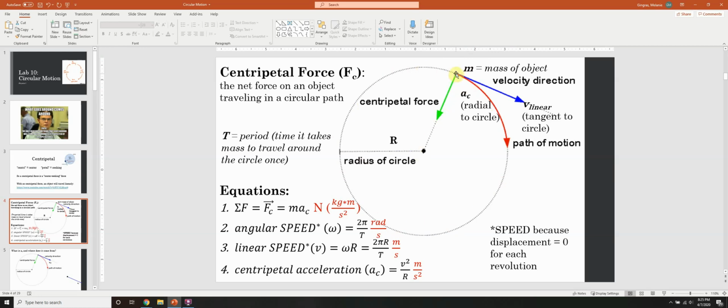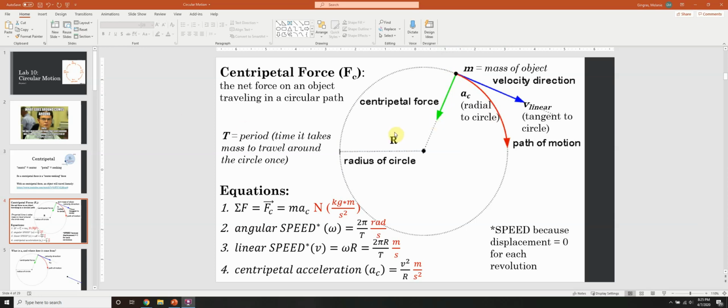If you were to release the string, just like the guy on the merry-go-round, the mass would fly out tangent to the circle, at v linear. So that's what the velocity is. As it moves around the circle, the velocity changes at each instant, because it's always going to be tangent to the circle. On the other hand, the centripetal acceleration is going to be radial and directed inwards towards the center of the circle.